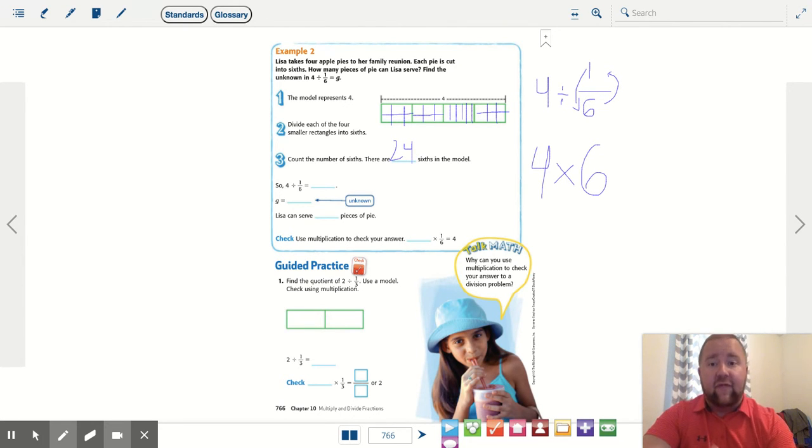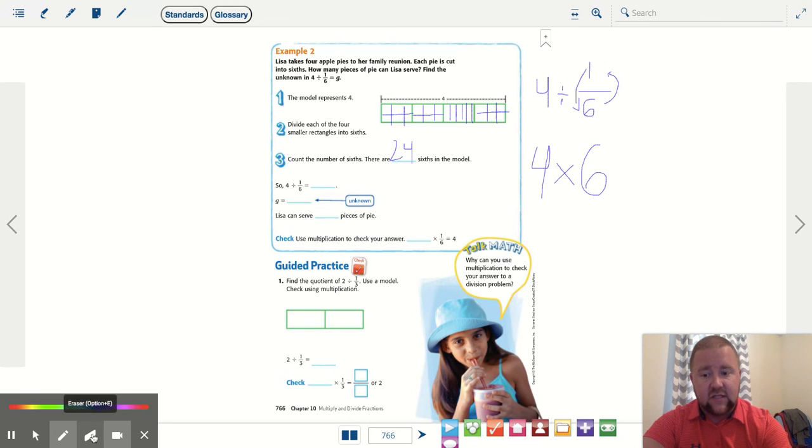And when you think about this lesson, having 4 wholes, and each of those 4 has sixths, there are 6 of them, right? So 6, 12, 18, 24 total pieces. Thinking about the real life application of it, hopefully that will make sense to you.